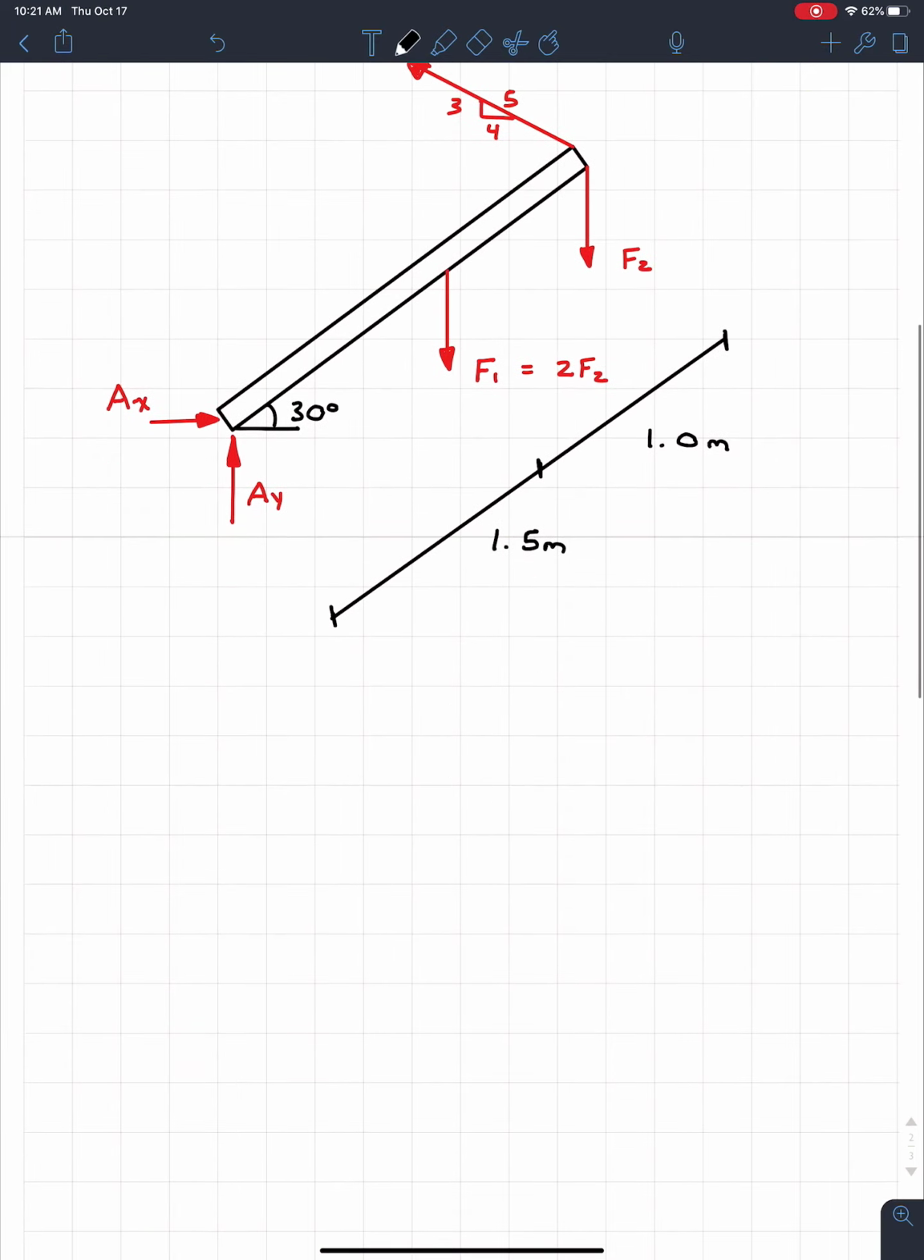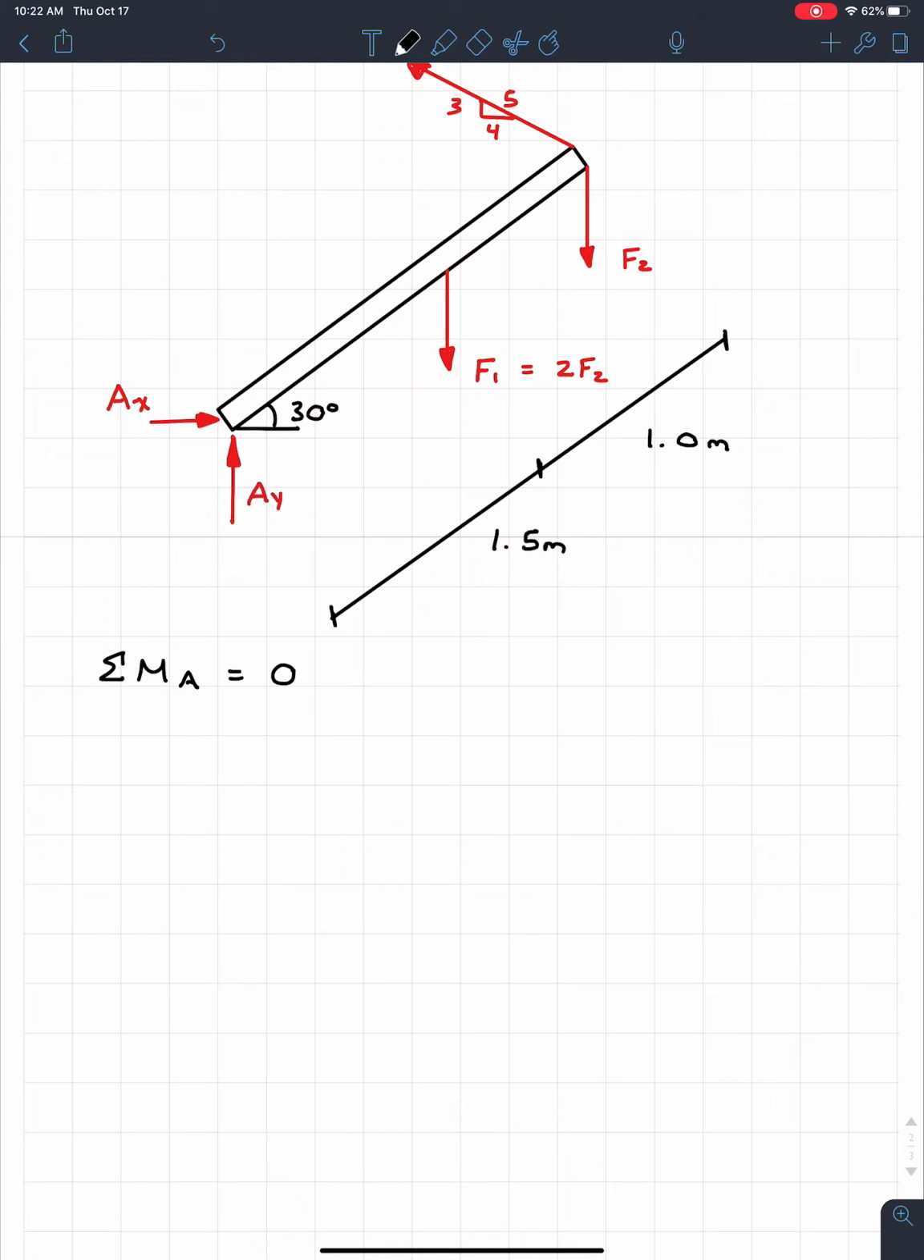So what I like to do typically is take the sum of the moments at the pin. Because if I do that right now, AX is gone, AY is gone. Nice and simple, nice and easy. So if I go to the sum of the moments at A equals 0, you'll see that it's going to get kind of messy because everything's at an angle. So what's nice is the forces are already vertical, so we don't have to really consider those.